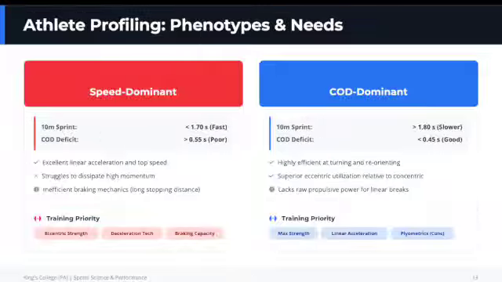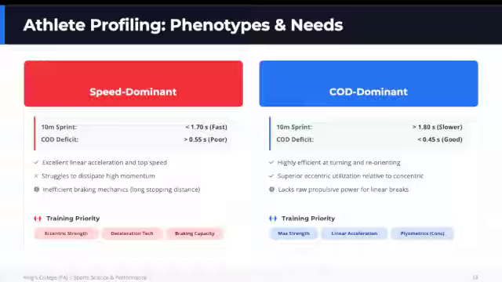Athlete profiling, phenotypes and needs. Speed dominant: on a 10-meter sprint, less than 1.70 seconds. That's fast. Change of direction deficit is poor. It has excellent linear acceleration and top speed, but struggles to dissipate high momentum, with inefficient braking mechanics. Training priority: eccentric strength, deceleration technique, braking capacity.